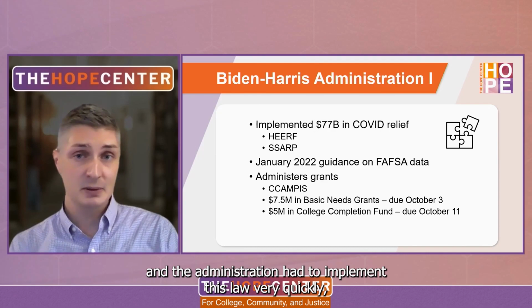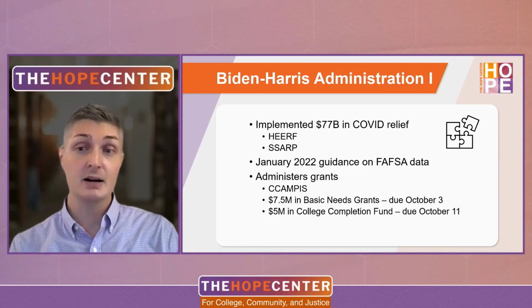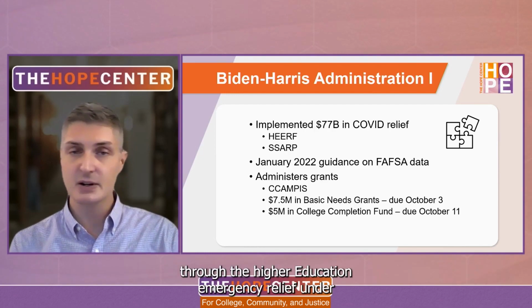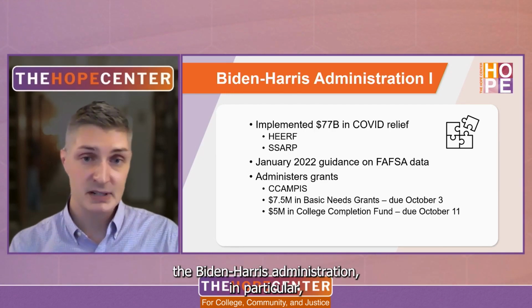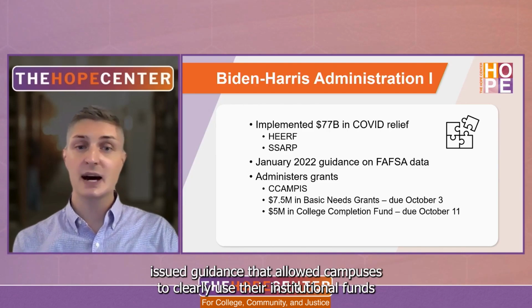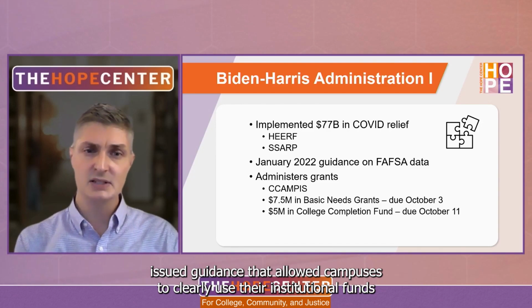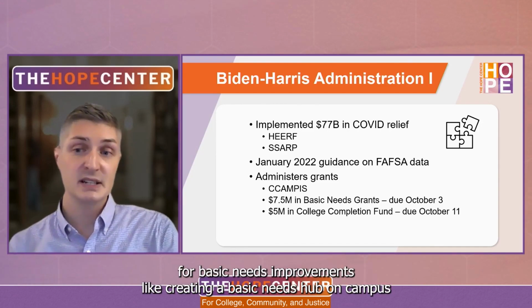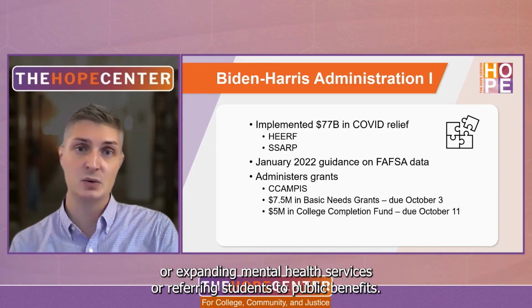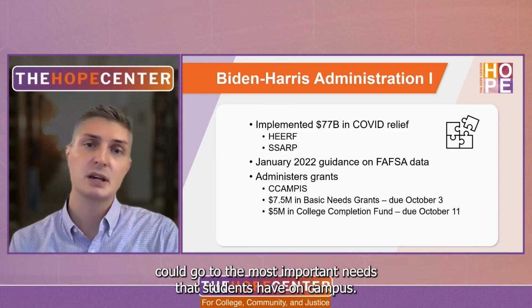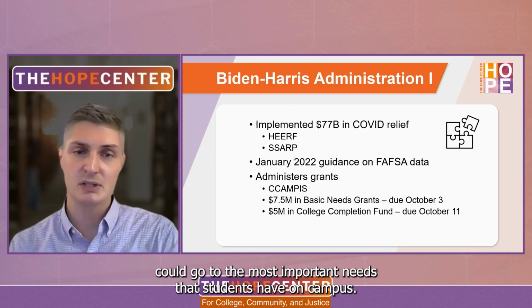That includes about $40 billion in emergency aid grants that went to students. And the administration had to implement this law very quickly, an unprecedented infusion of money directly to colleges through the Higher Education Emergency Relief Fund, or HEERF. The Biden-Harris administration in particular issued guidance that allowed campuses to clearly use their institutional funds that they got under HEERF for basic needs improvements, like creating a basic needs hub on campus or expanding mental health services or referring students to public benefits. This was really, really critical in making sure that this money could go to the most important needs that students have on campus.